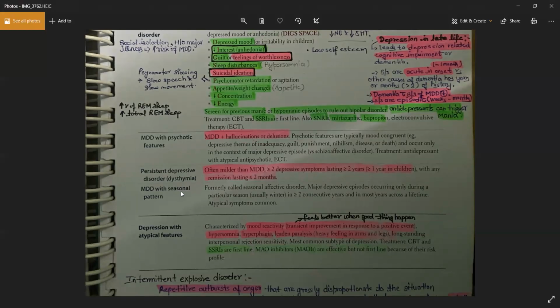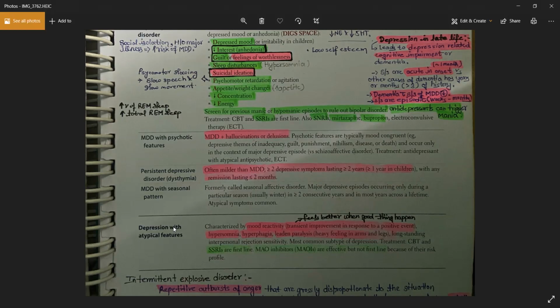But in the other season, the patient will become absolutely normal. So this is the MDD with seasonal patterns. Very easy to diagnose. It should be present for more than 2 years. Okay, and that was about it. Then you have depression with atypical features, and that is the important one.